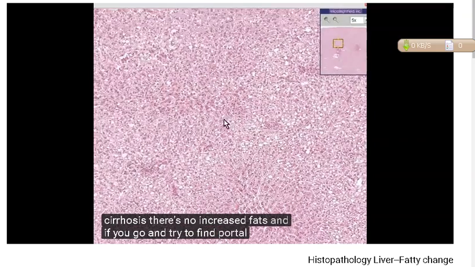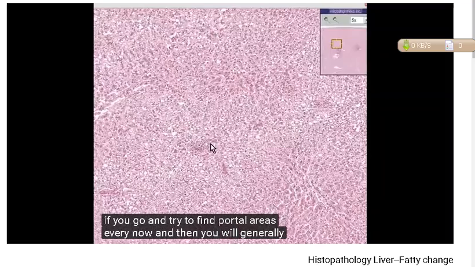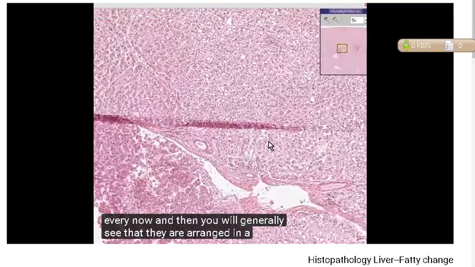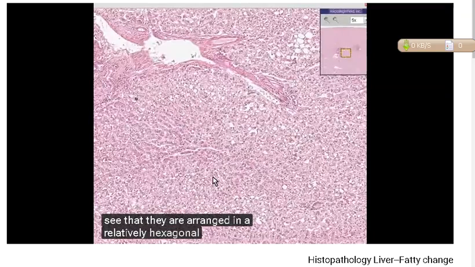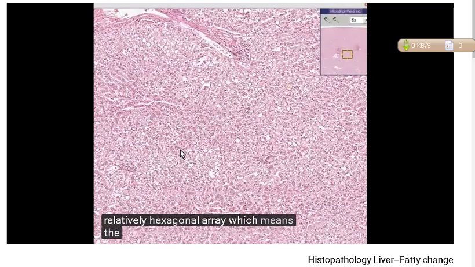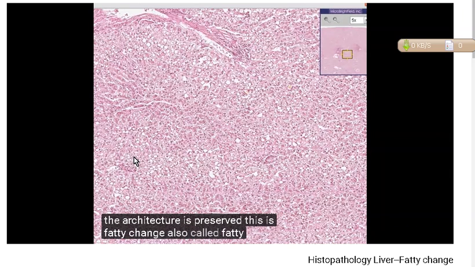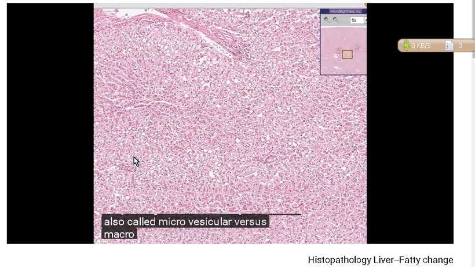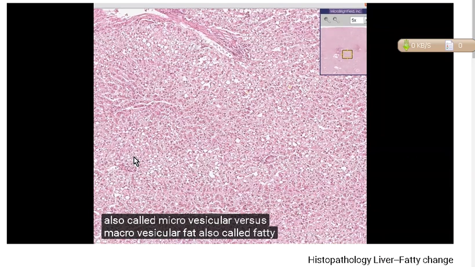And if you go and try to find portal areas every now and then, you will generally see that they are arranged in a relatively hexagonal array, which means the architecture is preserved. This is fatty change, also called fatty metamorphosis, also called microvesicular versus macrovesicular fat, also called fatty liver.